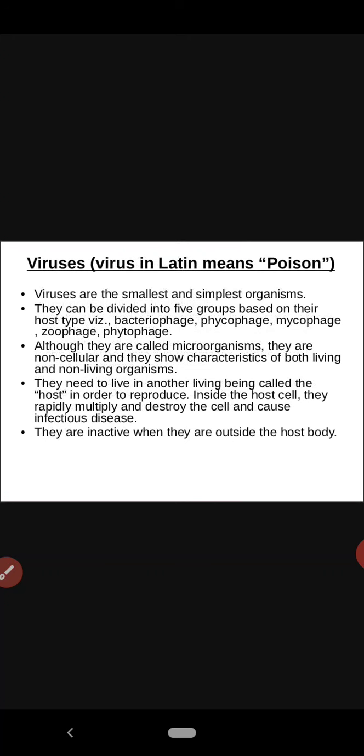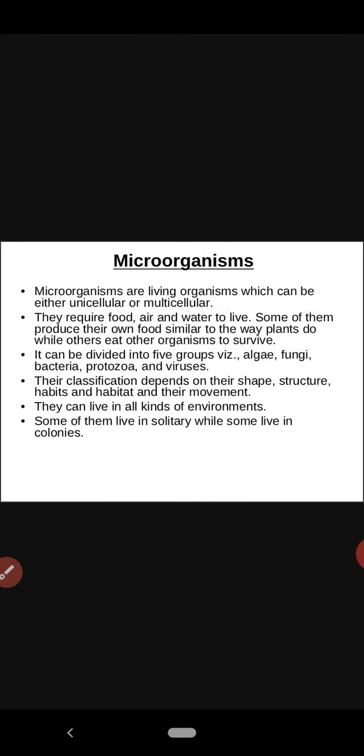Microorganisms are basically classified based on their different shapes, structures, habits, habitat, and movement. They can live in all kinds of environments, like I said, extreme conditions. You will get microorganisms in the coldest area, in the hottest area, at the deepest sea level of the earth, in the atmosphere. Anywhere you'll get microorganisms.